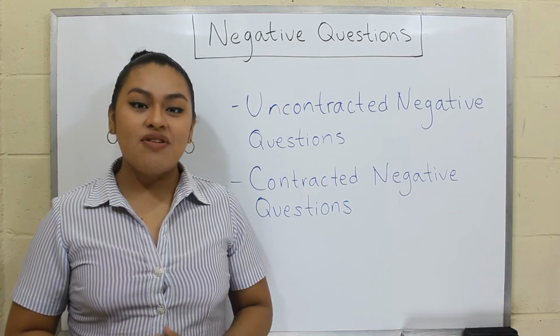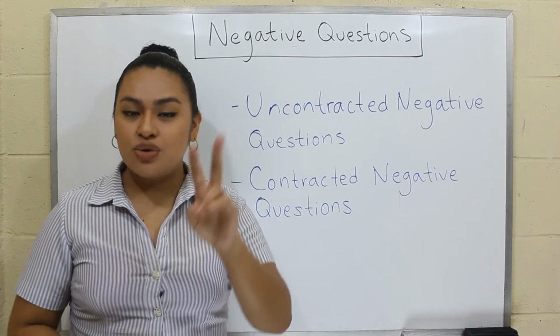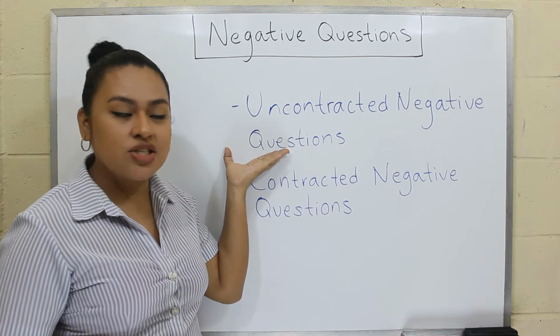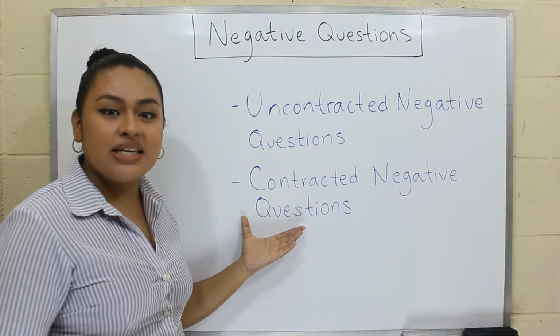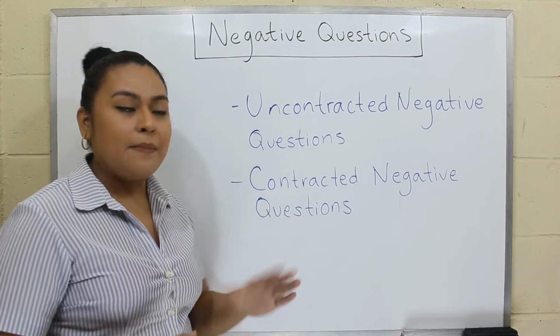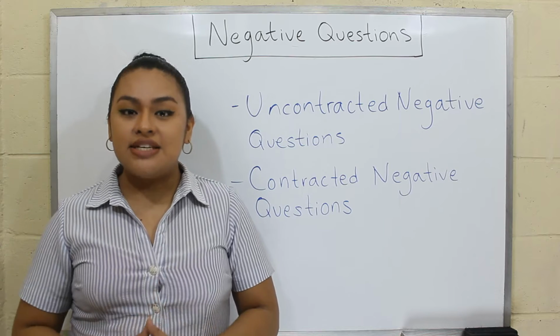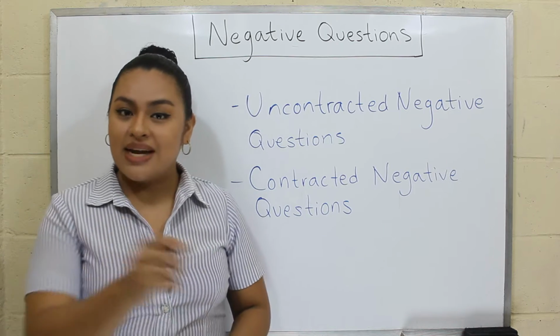Alright, negative questions can be in two different forms: uncontracted negative questions and contracted negative questions. But these two forms of negative questions have a different word order. So let's see what it means.